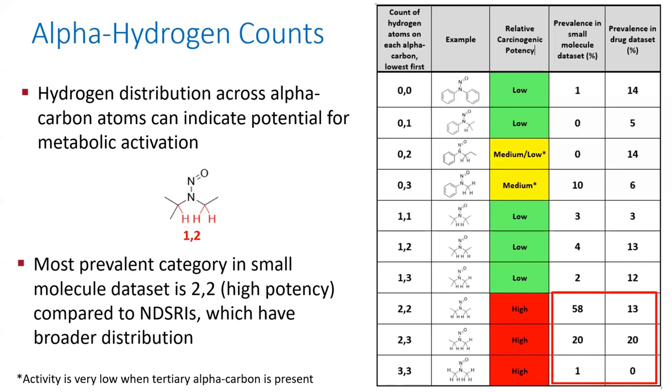I think what's quite striking is for the small molecule data set, the majority of the alpha hydrogen environments fall into the high potency category, meaning they're sterically unhindered and much more amenable to metabolic activation, in contrast to the drug data set, where we see that only about a third of the molecules actually would fall into that high potency range, suggesting that many of these NDSRIs are going to have lower potency. Similarly, we see for the drug data set that 14% of the examples actually have no alpha hydrogens, and this would suggest that the alpha hydroxylation mechanism is not going to be available.